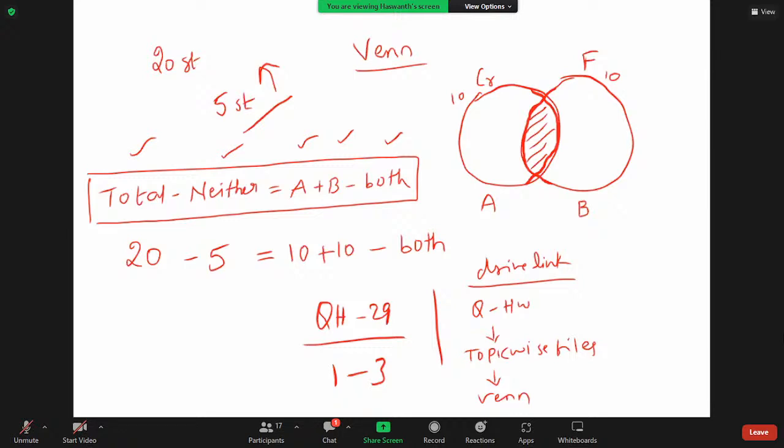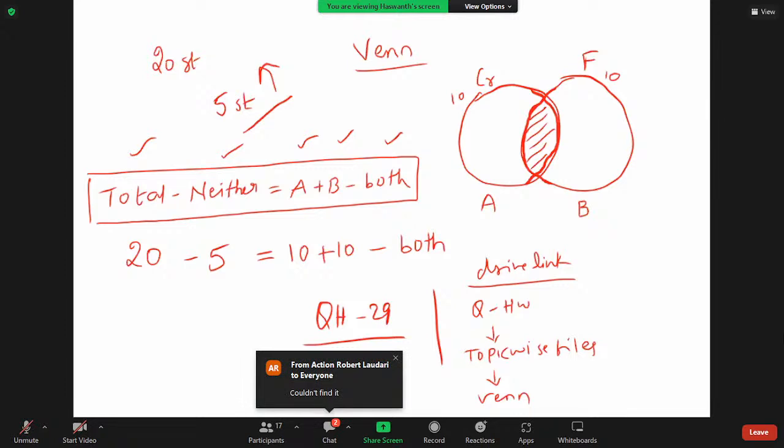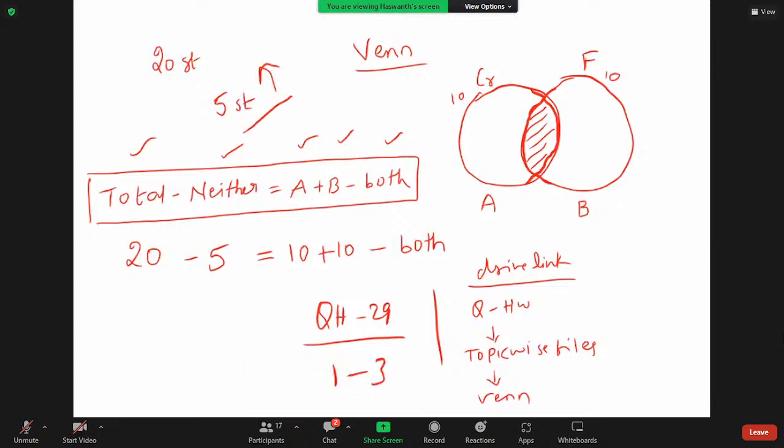So someone please post these questions in the class. What are you using? Online drive link. That's what I said, right? I have clearly written here. Drive link. Click on that drive link. Material which is sent by you to the operations team.